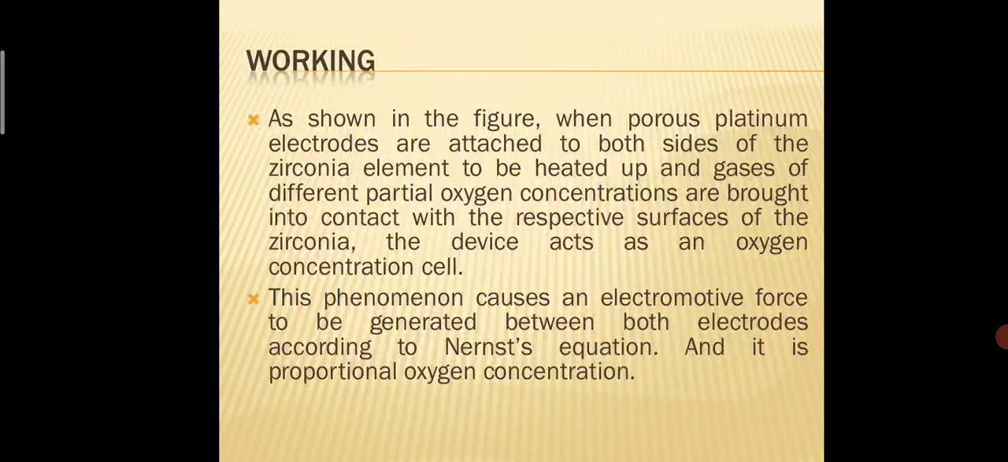This phenomenon causes an electromotive force to be generated between both electrodes according to the Nernst equation, and it is proportional to the oxygen concentration. According to the Nernst equation, the value obtained from these electrodes is proportional to the oxygen concentration. This is the working principle of this method.